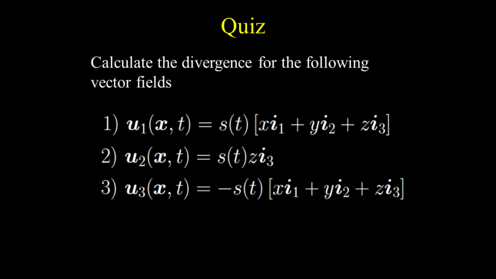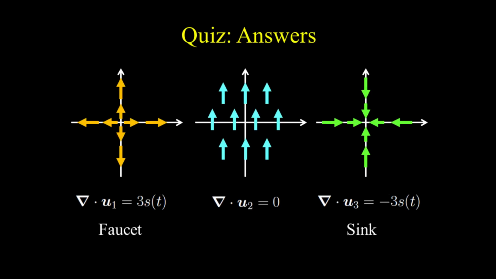In this quiz, calculate the divergence for the following vector fields. Here are your answers. The term divergence was first used by Oliver Heaviside for the same quantity with the opposite sign. Thus, positive divergence is associated with the flow of electric field lines away from positive charge.